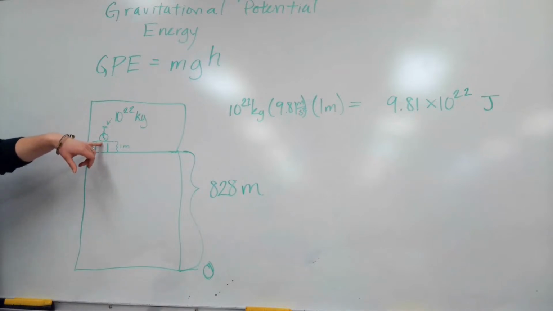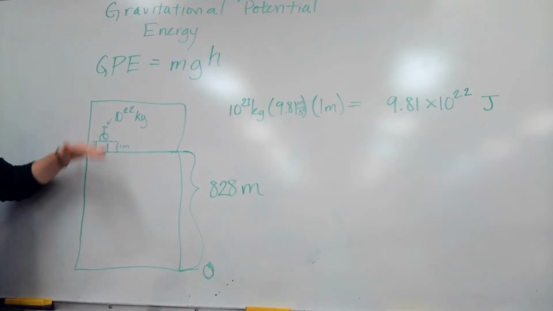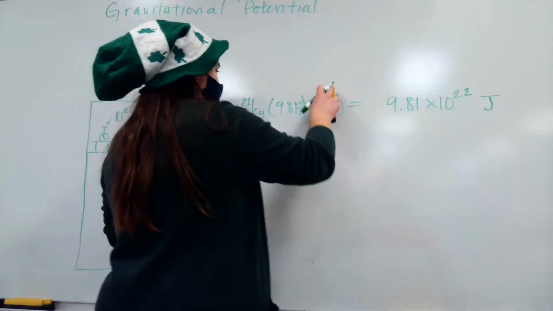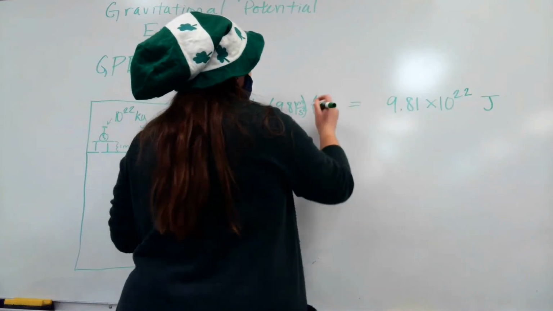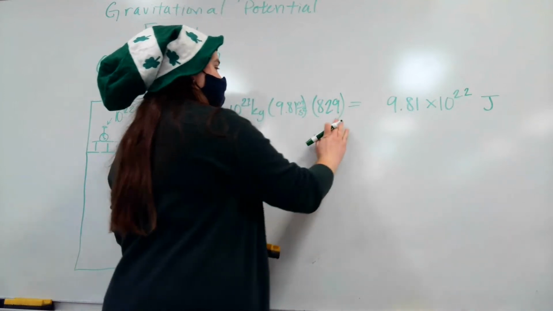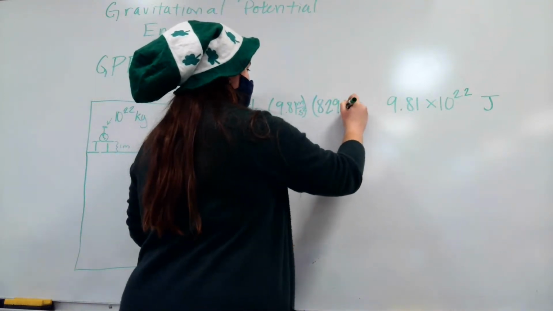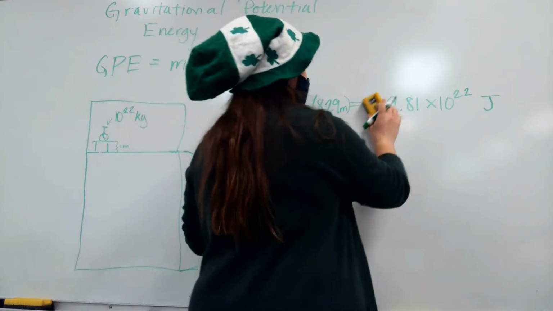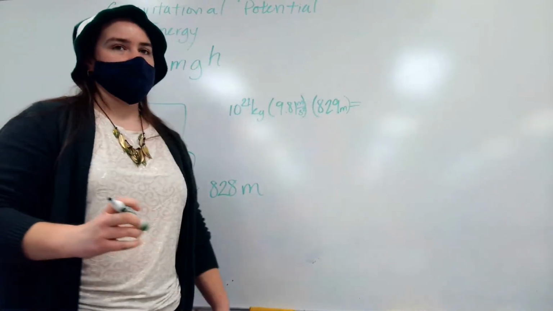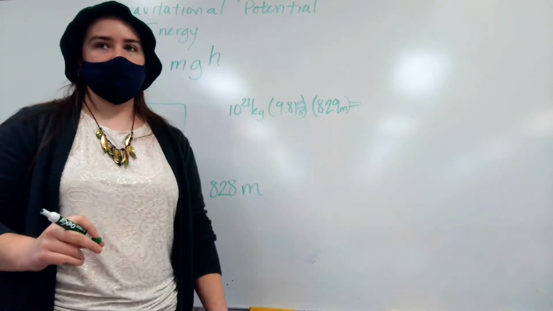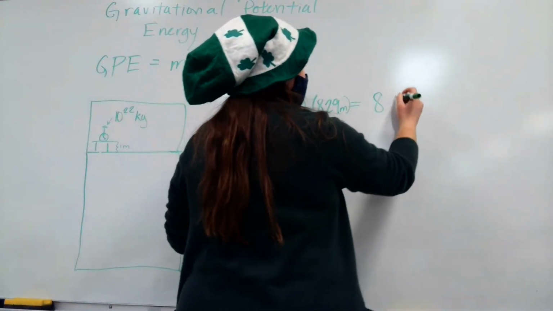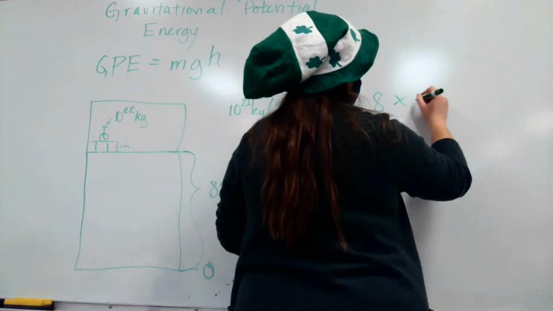We still have our unicycle up on our table. So the total distance above the ground is going to be 829 meters. So we come over here, we make this 829. What do we get now? It is very large. It should at least be like 10 to the 25th. 8 something times 10 to the 25th.